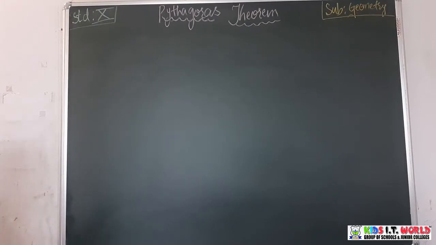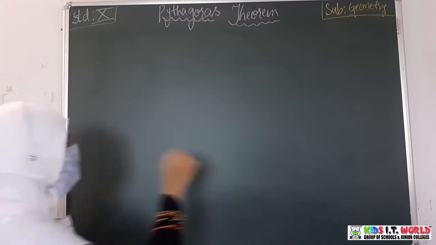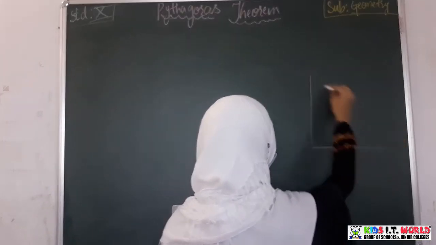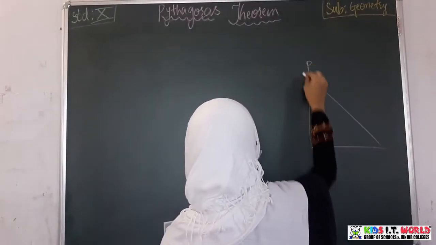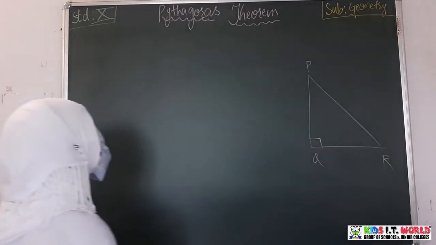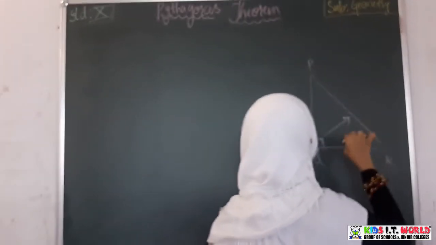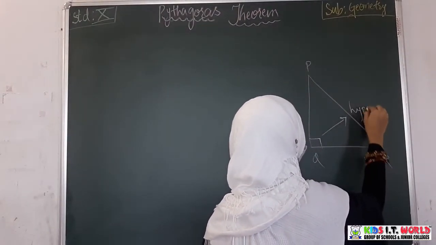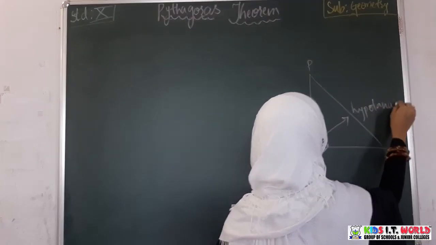Firstly, for Pythagoras theorem we compulsorily need a 90 degree angle, so we need a triangle PQR. In triangle PQR, angle Q is a right angle. The side opposite the 90 degree angle is called the hypotenuse. Hypotenuse will be this one. Okay.